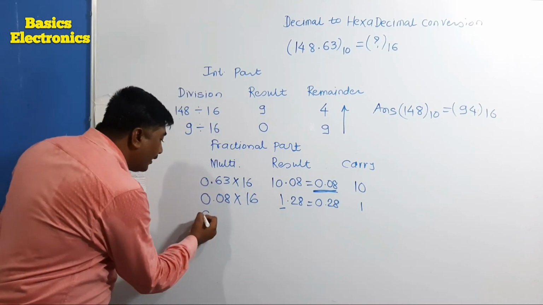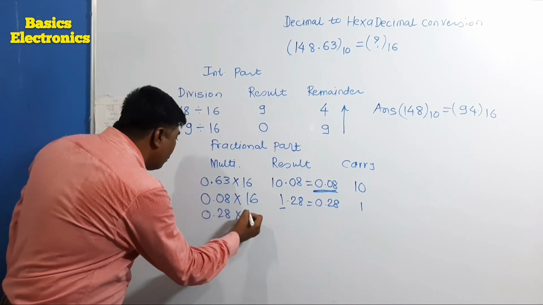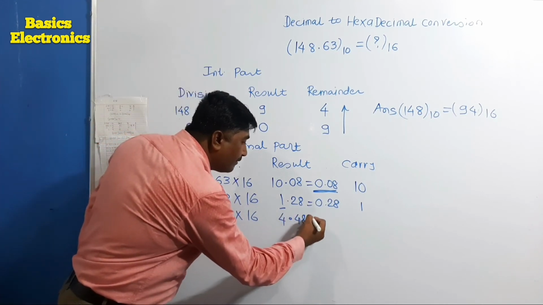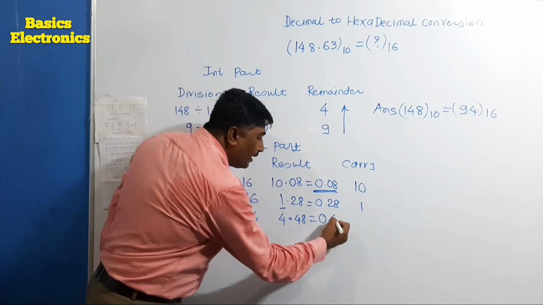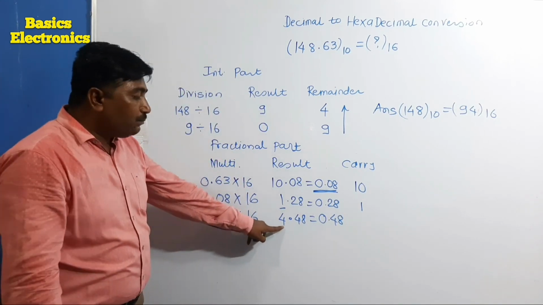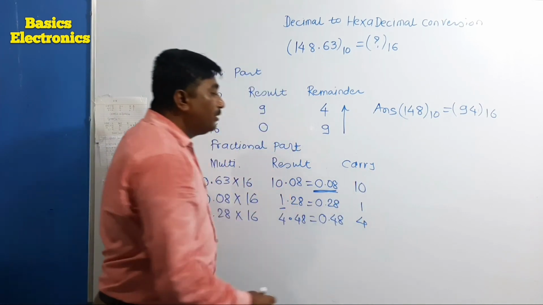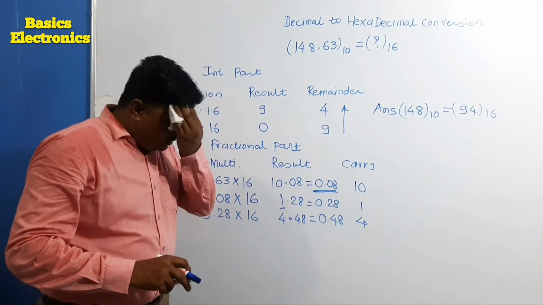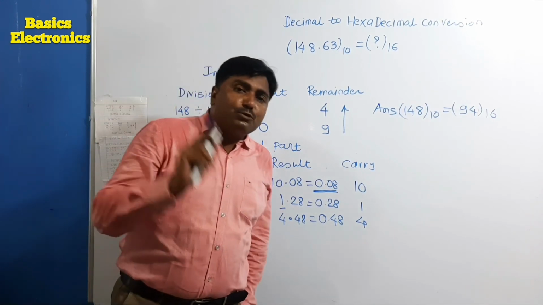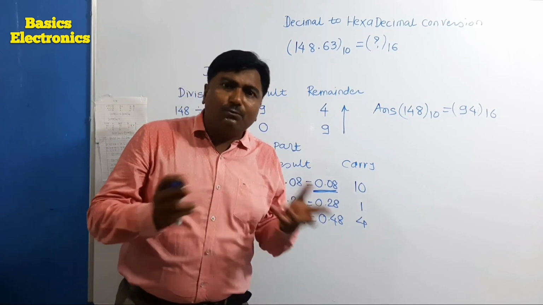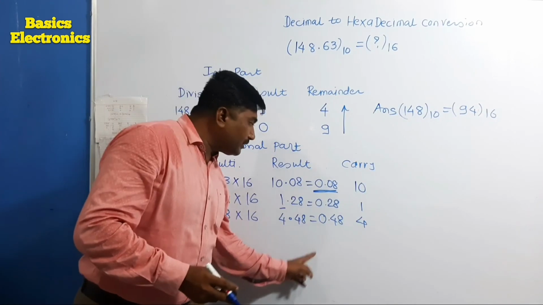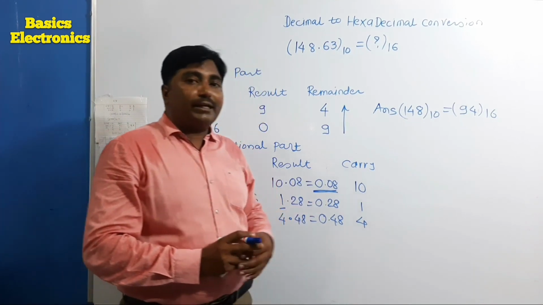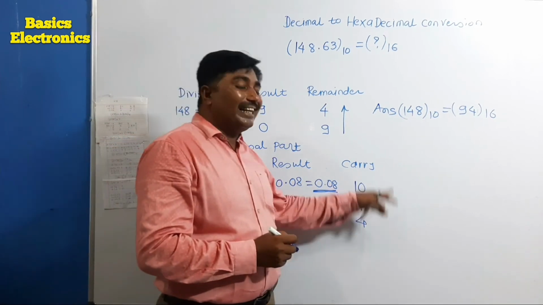Okay, 0.28 we again multiply by 16, then we get 4.48, which is 0.48 with 4 as the carry. So these three steps are sufficient because we get an approximate answer. To get the exact answer, what do we have to do? We have to follow these steps until the result becomes 0. So we stop the calculations here and write down the carries in the answer.